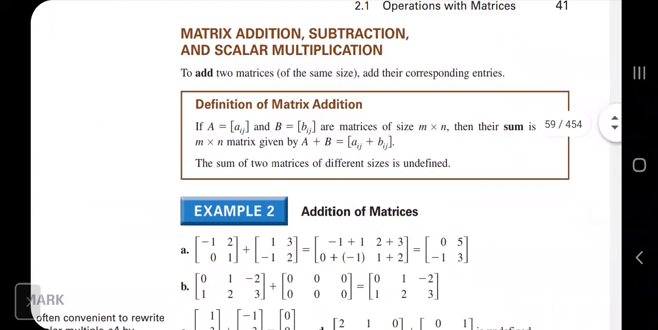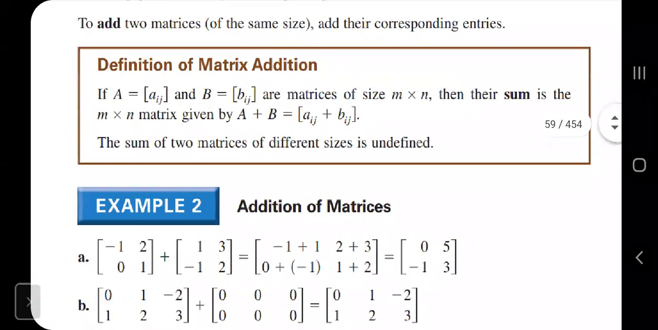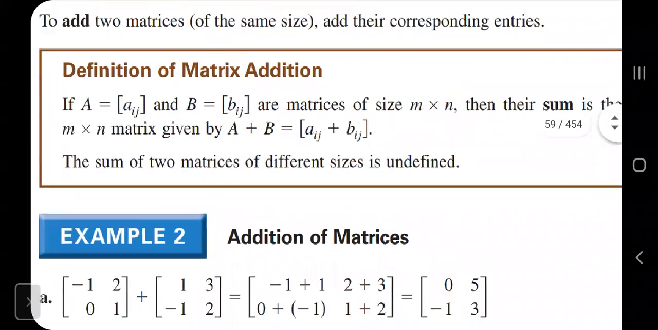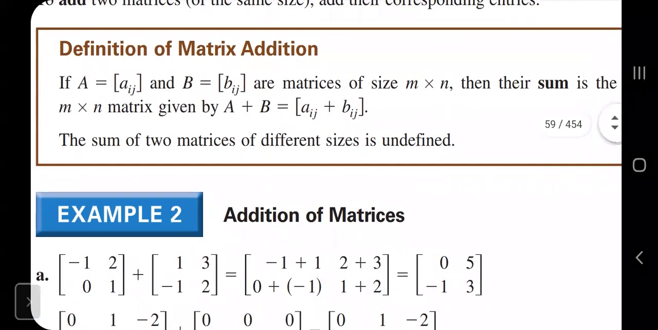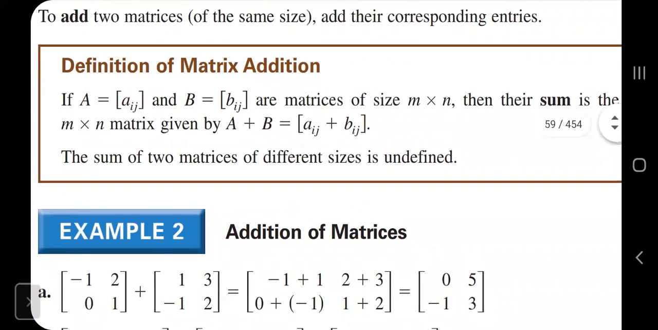Now, when we add or subtract matrices, it's the same thing. We can only add two matrices if they are the exact same size, and we add them entry by entry. Here's the definition of matrix addition. This definition is written in a very fancy way, but all it means is that you add up each individual entry. So let's look at example A.